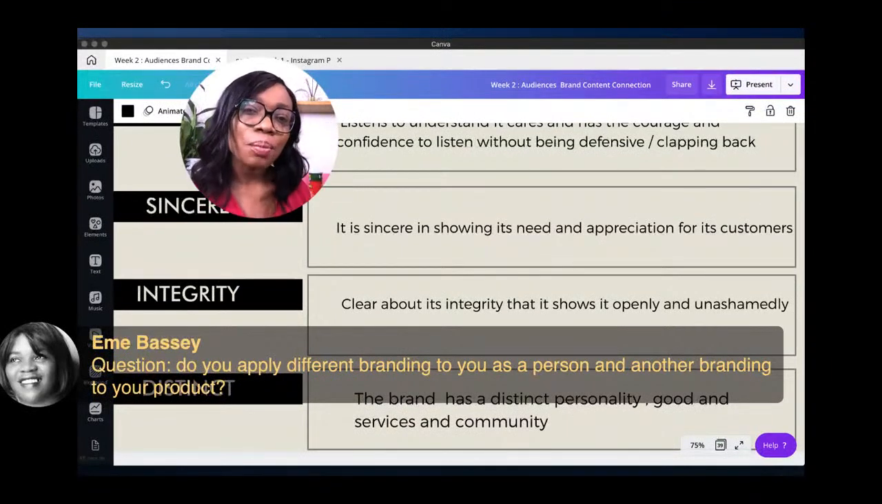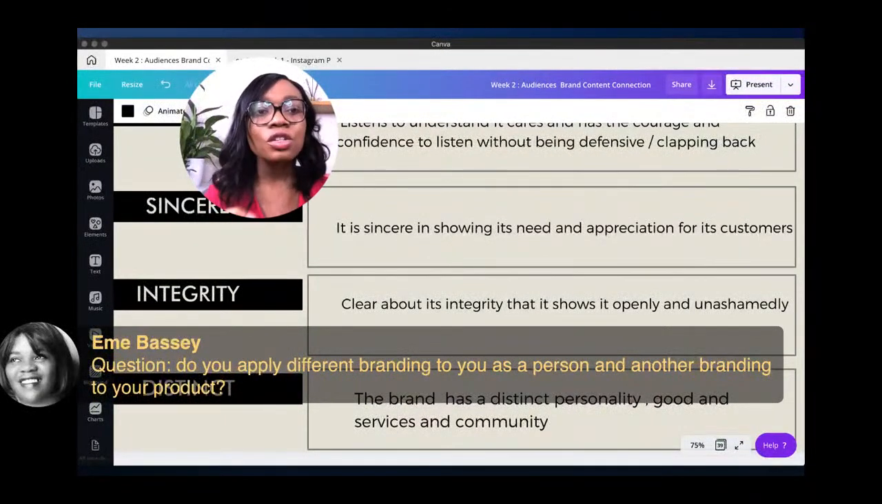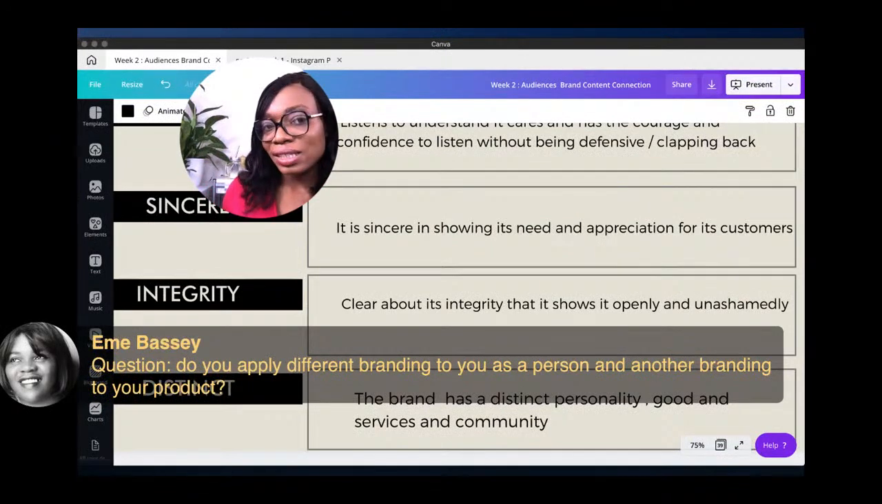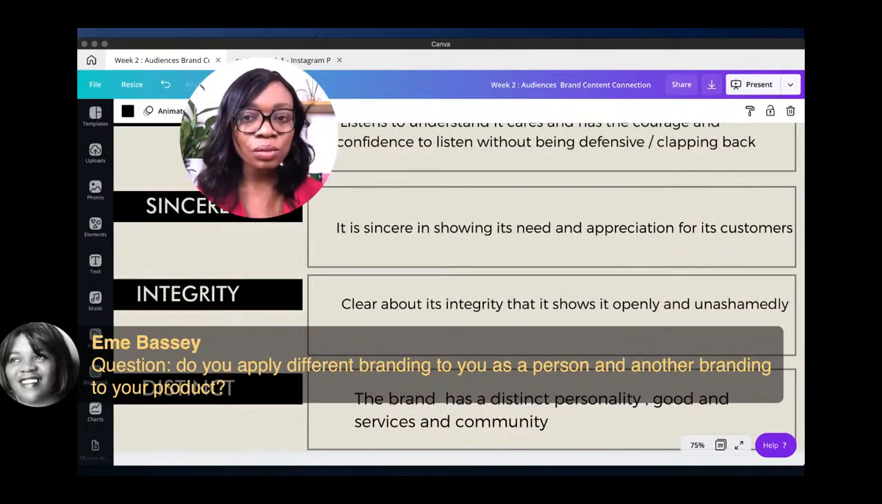Rihanna has a personal brand and she has Fenty. So the way she brands Rihanna will be different from the way she brands Fenty. But you can see a bit of Rihanna's personality in Fenty Beauty. That's what you have to do. You have to realize that when you are a celebrity or you've achieved a certain status, people will buy a product because of you. They want to have a feel of you.